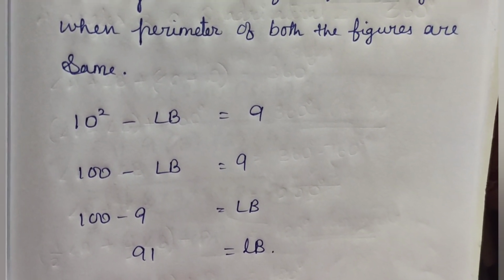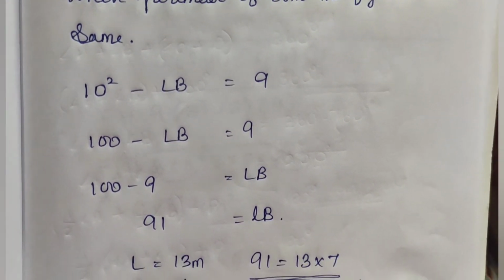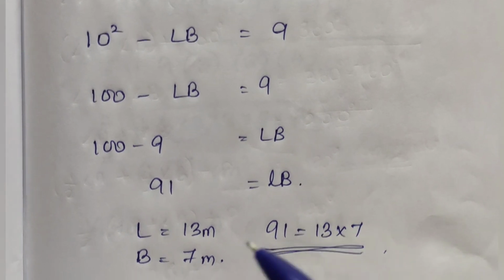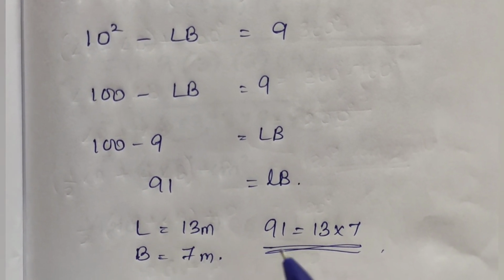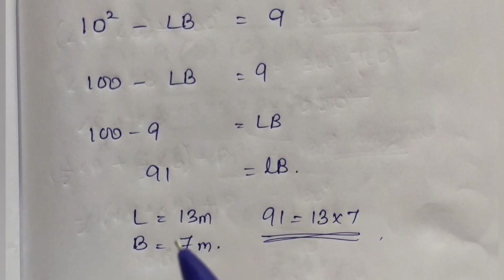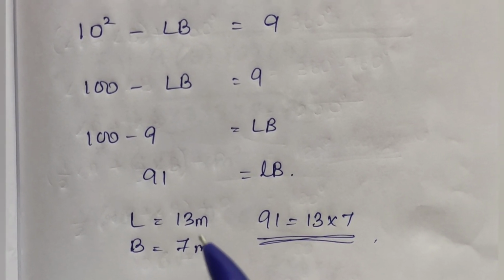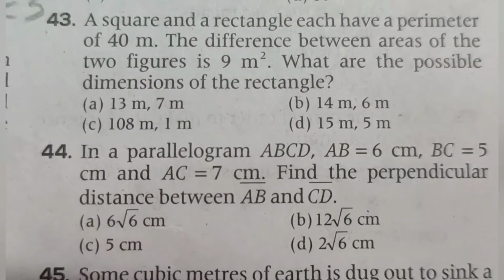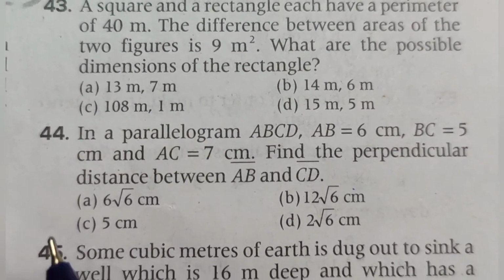How can you get it? Obviously, 13 sevens are 91. So I can take 91 is equal to 13 into 7. Just apply common sense. So length is 13 meter, breadth is 7 meter. The possible dimension, so we shall check in the option. Option A, 13 meter, 7 meter.